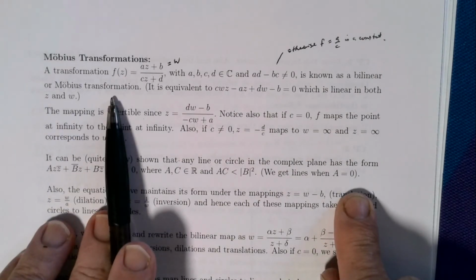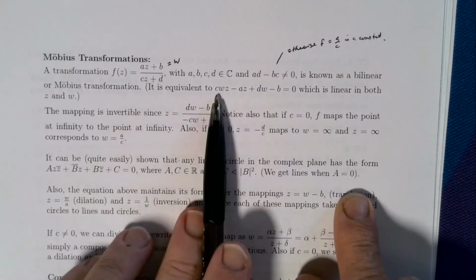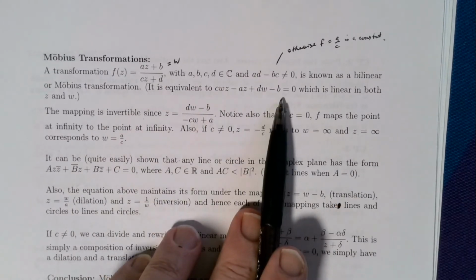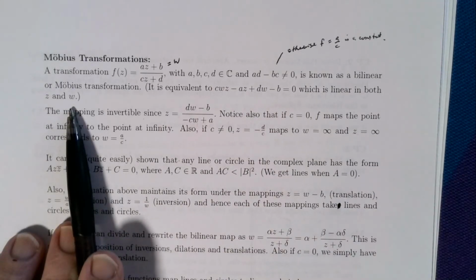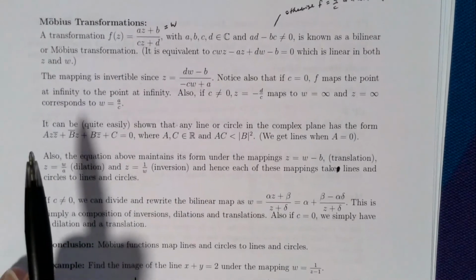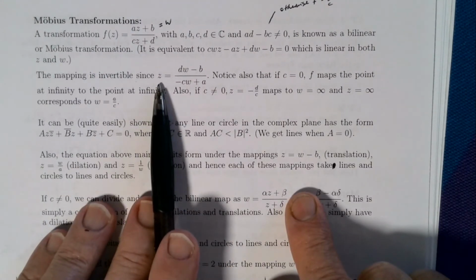It's called bilinear because you can put this to be w, and rearrange this to get this expression, and that's linear in both w and z. Now the mapping is invertible, which is very nice, so you can rearrange this and make z the subject and get the inverse.